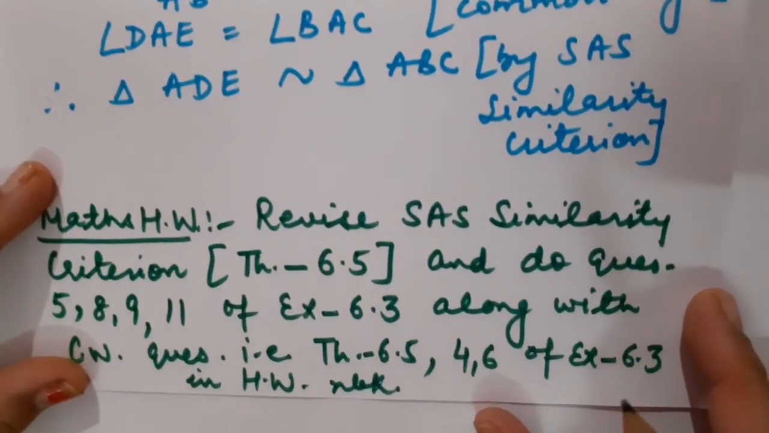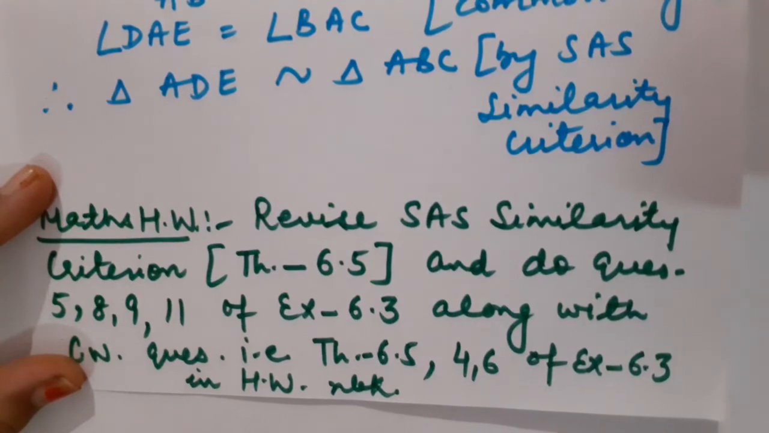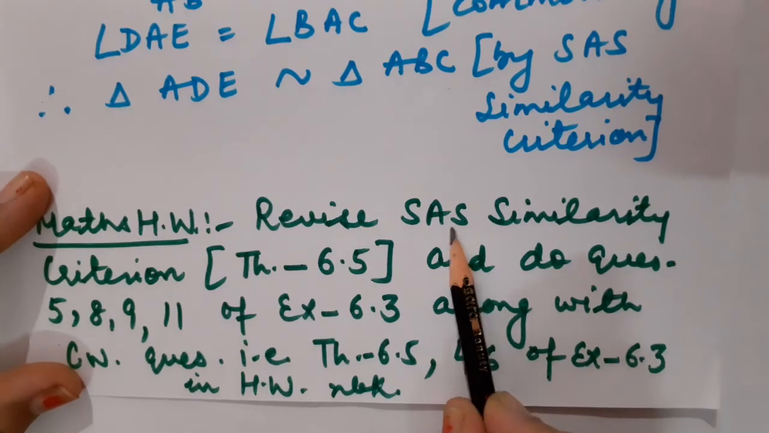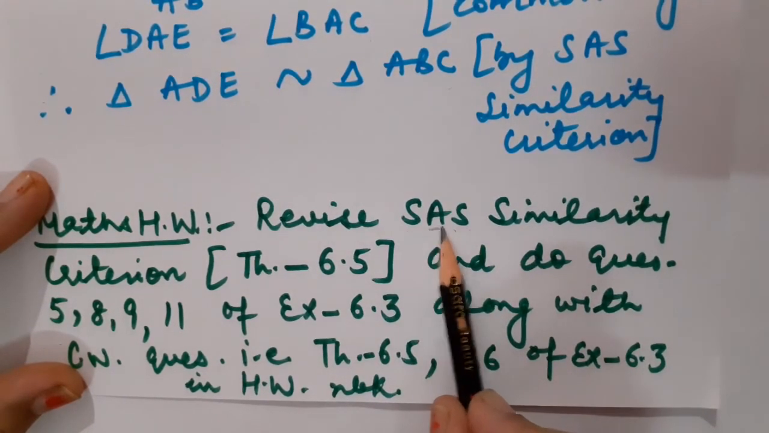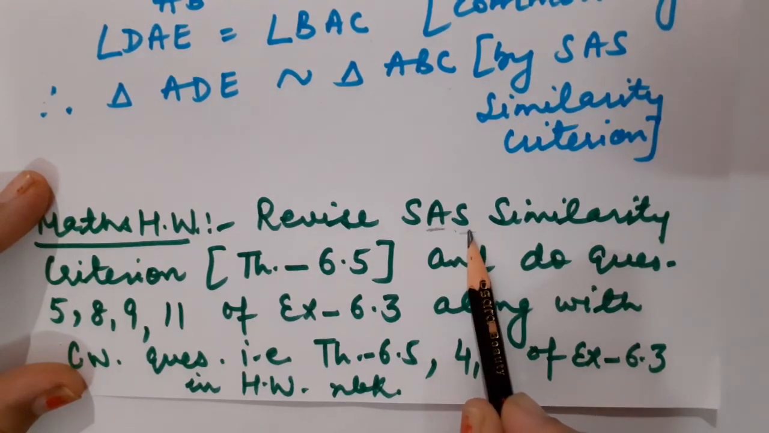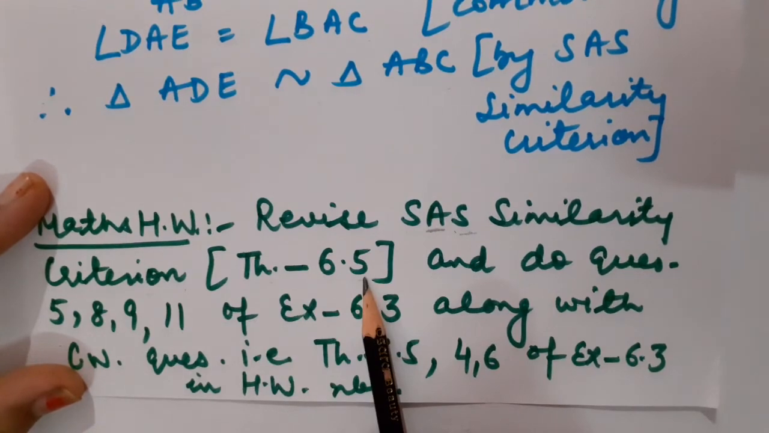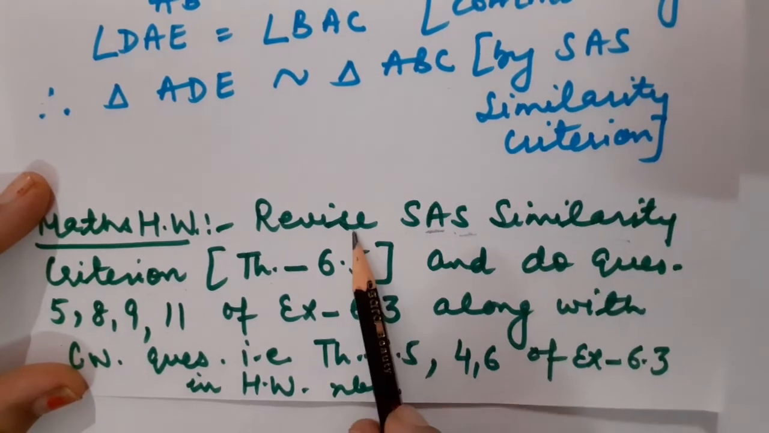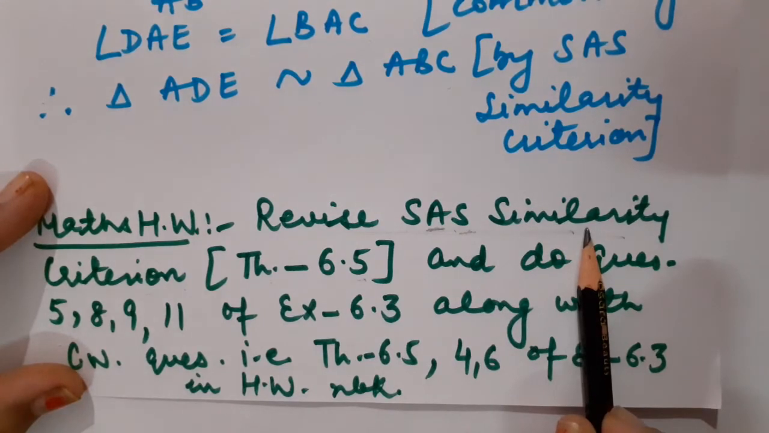Okay. Now that's it for the day. This is the time to get mathematics homework. Please note down your maths homework. The criteria which I have taught you today, that is SAS criteria: side, included angle and then side. Similarity criteria, which is theorem number 6.5 in your NCERT textbook. Please do the written practice in your practice notebook, and note it down in your homework notebook as well.